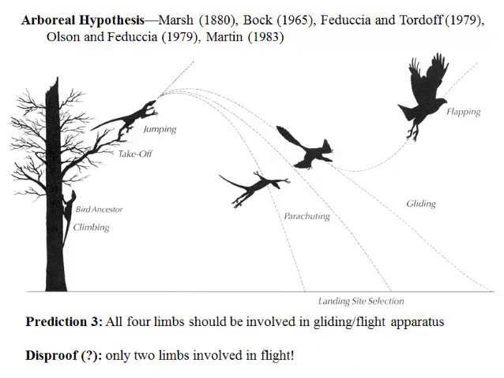Another inconvenient prediction that seems to follow necessarily from the arboreal hypothesis is that all four limbs should have been involved in gliding or flight, because every glider in the world involves all four limbs, whether you're talking about gliding frogs, or gliding squirrels, or gliding anything. Just think about it. Who glides in the world? And they involve all four limbs, not just two. So having two limbs with flight feathers seems pretty weird if it came from gliding.